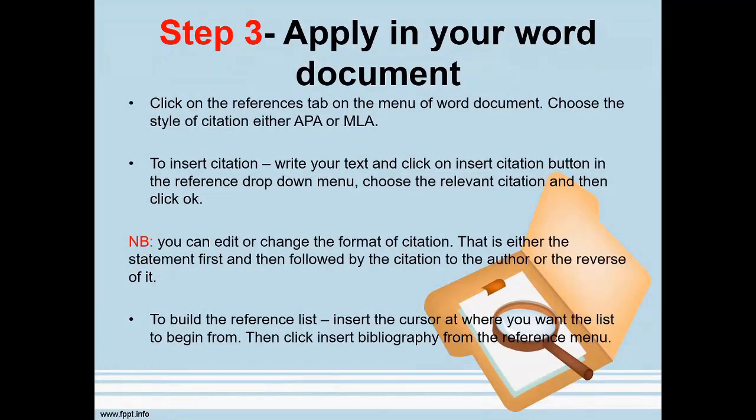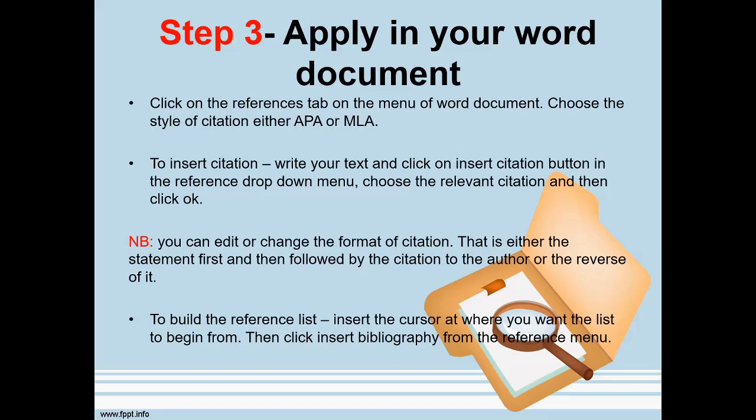Step 3. Having downloaded, installed, and assembled all the relevant literature to your thesis and dissertation, the next thing to do is to apply this citation in your document. And to do this, first and foremost, you need to set the style of citation required by your school. That is either APA or MLA. Therefore, you click on the References tab found on the menu of the Word document. You choose the style of citation required by your school. Basically, the reference manager is usually used for in-text citation and also for building a reference list.